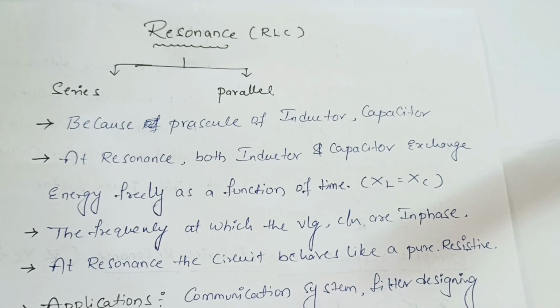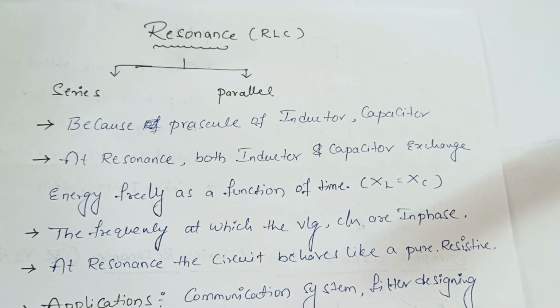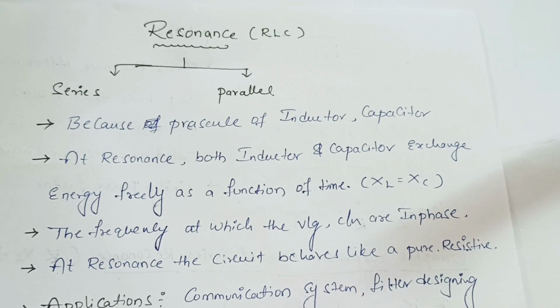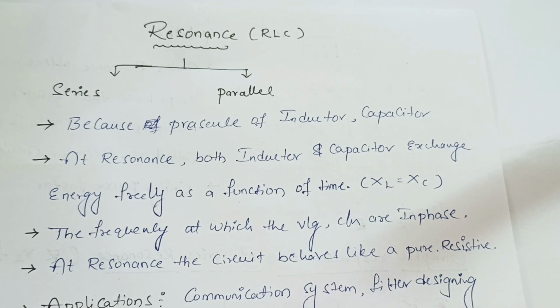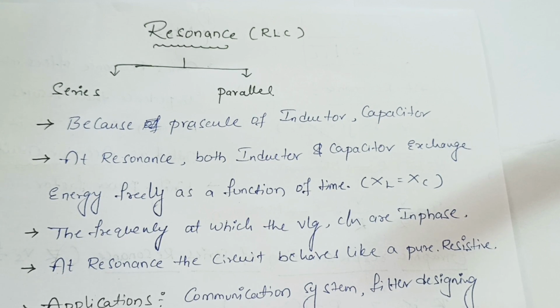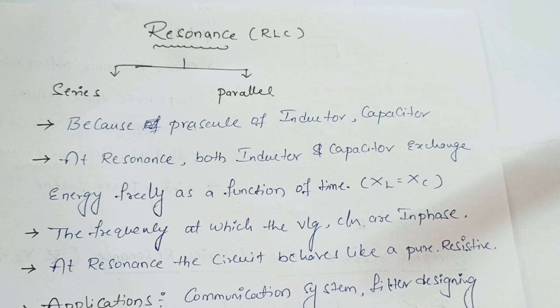Today's topic is resonance. Resonance is mainly classified into two parts: series RLC resonance and parallel RLC resonance. This resonance mainly occurs in an RLC circuit. Now coming to the important points on resonance: resonance may occur due to the effect of inductors and capacitors. Because of the inductor and capacitor, the resonance will occur.